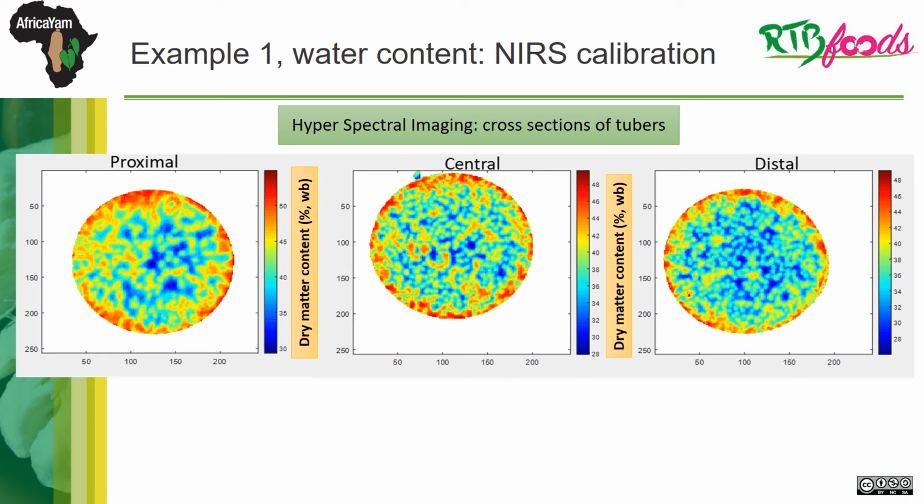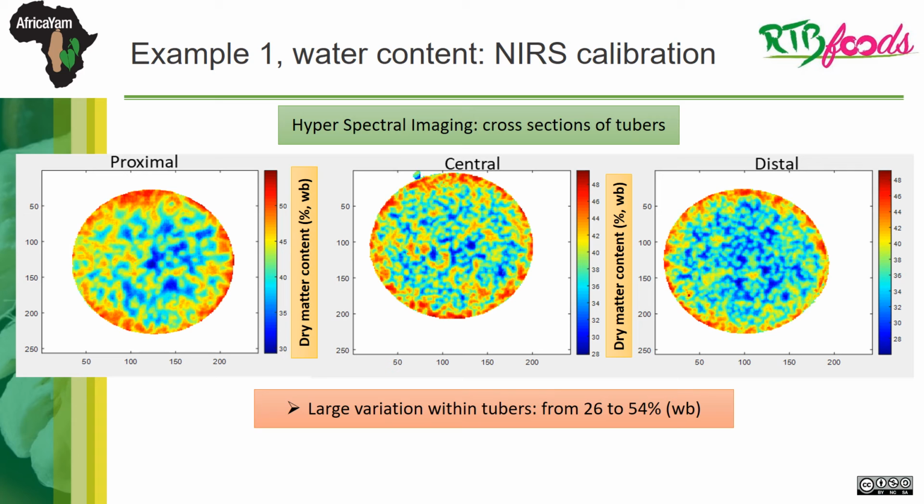And in the distal part of the tubers also, you can see that the dry matter content is much lower, and there is almost no variation in the inner part of the tuber, in the distal part. Okay, so it is very important in this case to analyze all the parts of the tubers, and also to take into account that there is a large variation within tubers and within the different parts of the tubers to establish a good value of the dry matter content in the tuber.